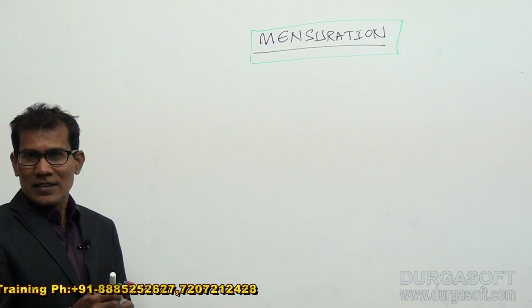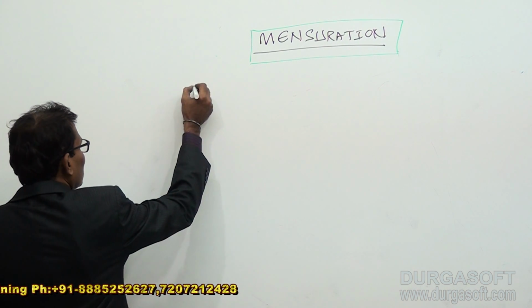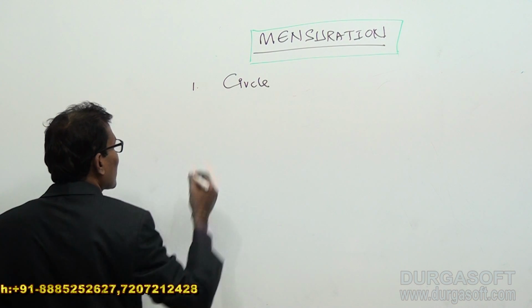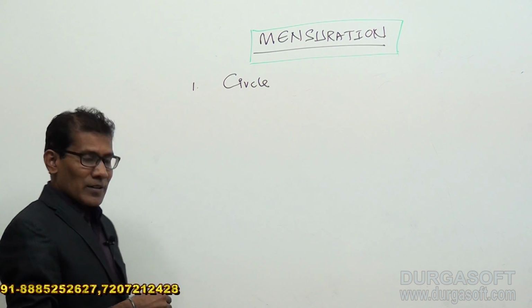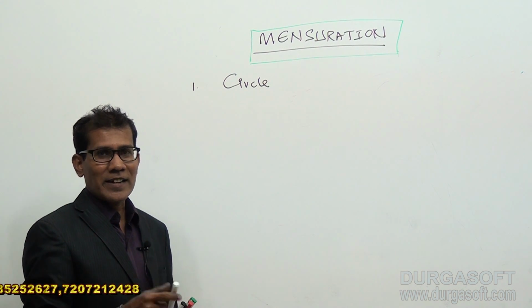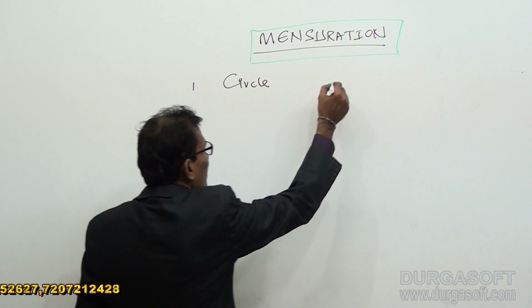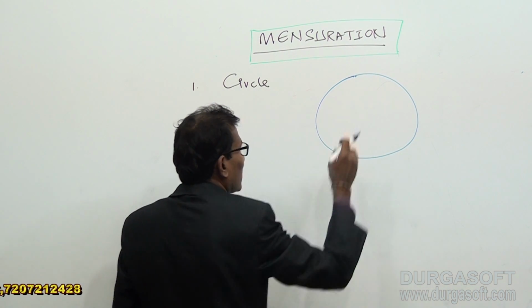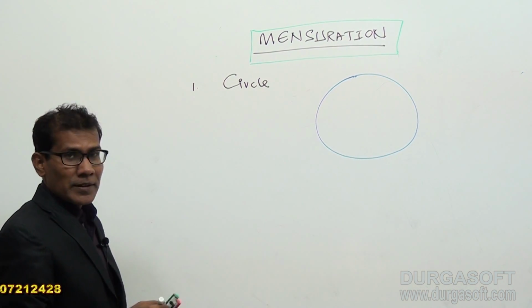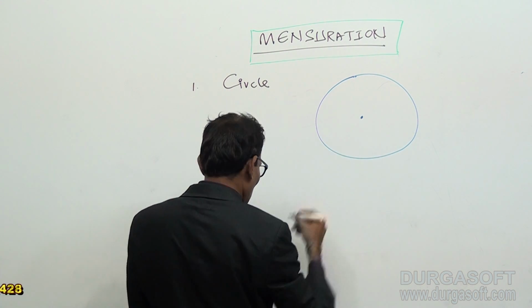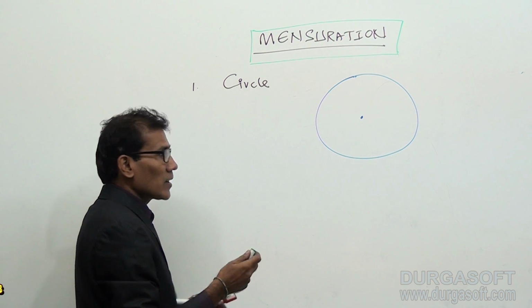Let us start with the circle. What is a circle? On hearing the word circle, immediately we get a picture in our mind like a bangle. Then what are the things that can be denoted in the circle? There is a point exactly at the center, which is called the center of the circle.